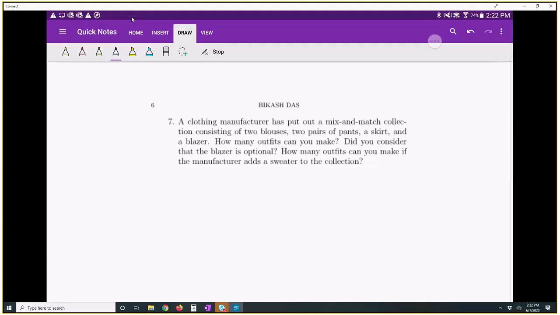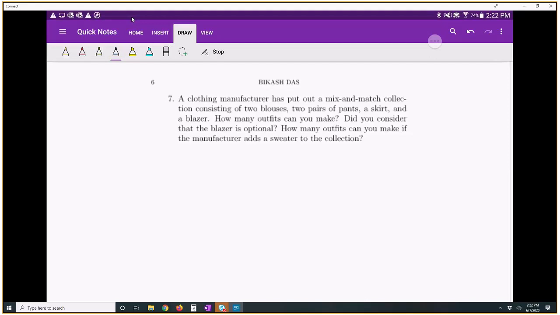Okay, a clothing manufacturer has put a mix and match collection of 2 blouses, 2 pairs of pants, a skirt, and a blazer. How many outfits can you make? So let's start by assuming we need one of everything. We have pants and skirts. So we would need a blouse and a pant and a blazer, or we would need a blouse and a skirt and a blazer.